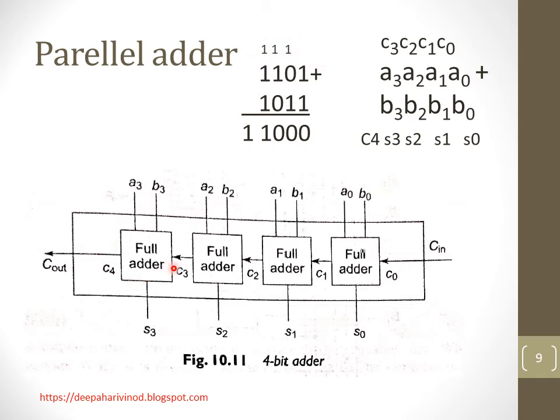So each full adder has to wait for the Cout of the previous bit. Because of this waiting for the previous full adder's carry out, there will be a delay in the circuit. That is about the parallel adder.